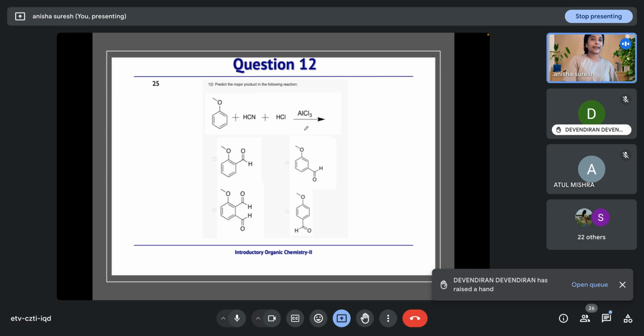Aromatic aldehyde formation is taking place. So sir has discussed regarding the Gatterman-Koch reaction, right? So this is an example of the Gatterman-Koch reaction. So what is the product that we will get?